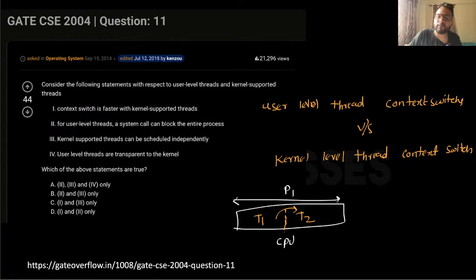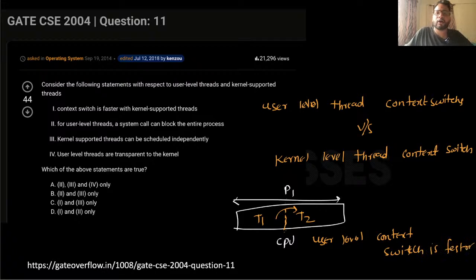Am I interrupting the CPU to do the context switch, or am I doing it on my own level? I'm doing it on my own level, right? So this is the user level scheduler that will do it. That's why this is faster. If this is a user level context switch, then it is faster. I hope that is clear to everyone. Let me know if there is any doubt.